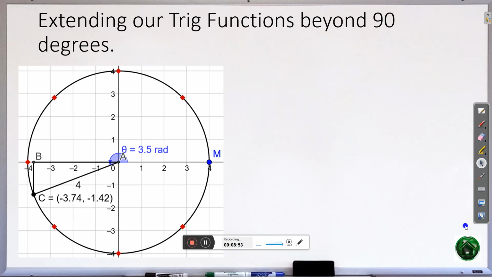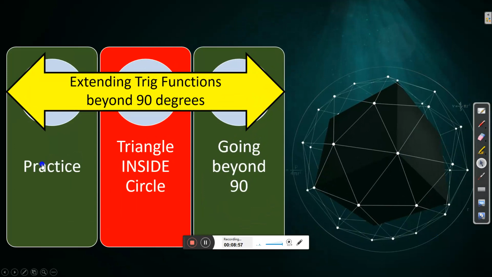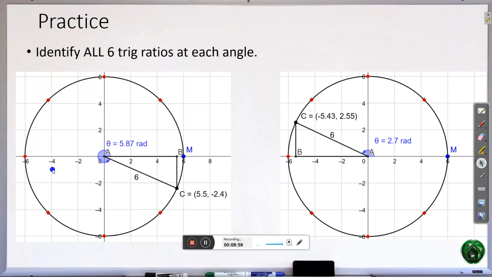All right. Hopefully that makes some sense for you. I'd like to give you a practice problem here to try that out. For both of these, identify all 6 trig ratios for the angle that's given, using the fact that the y value is your opposite, the x value is your adjacent, and the radius of the circle is your hypotenuse.